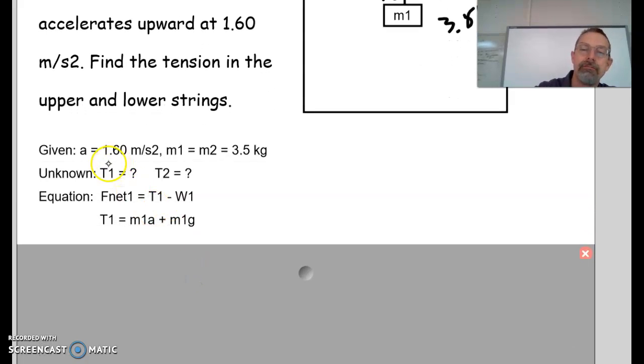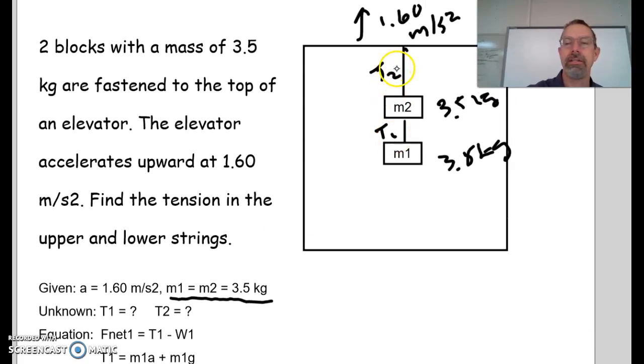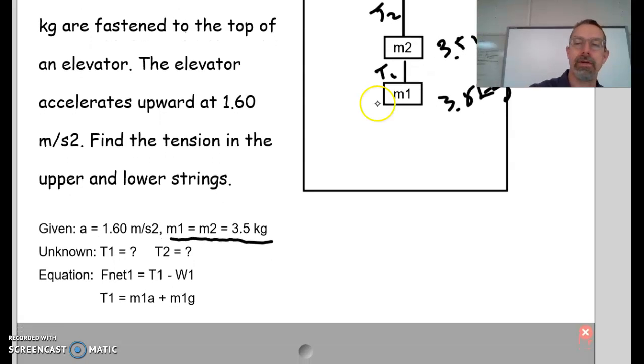These are my givens. My acceleration is 1.60 meters per second squared. I know mass 1 equals mass 2 equals 3.5 kilograms. And I'm looking for the tension in the bottom string right here, and the tension in the top string right there. So I'm going to focus first on this bottom string.